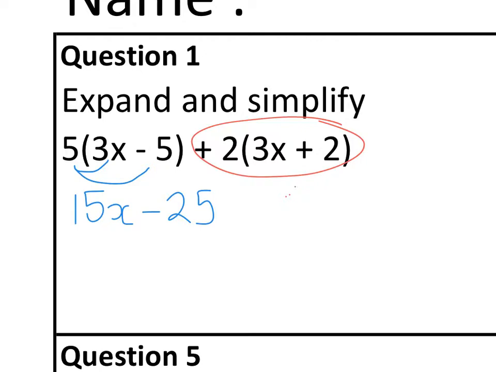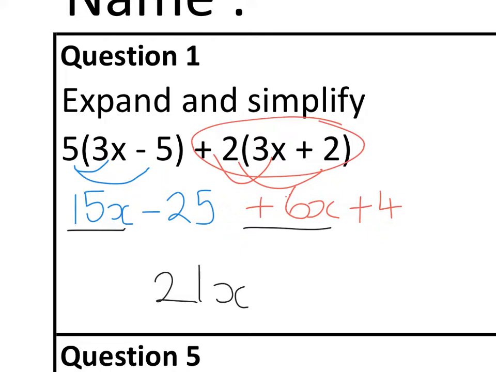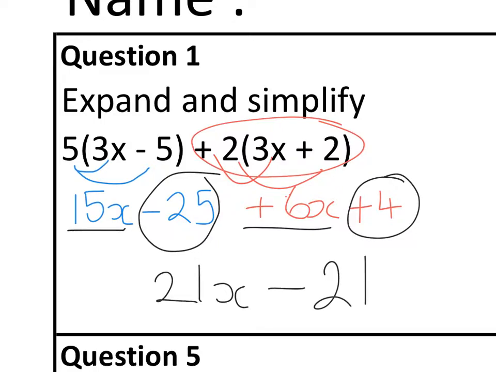2 times 3x is 6x. Positive 2 times positive 2 is positive 4. Oh, this is positive 2 times 3x, so it should be positive. Okay, and now I can just simplify. 15x plus 6x, 21x, negative 25 plus 4, negative 21.